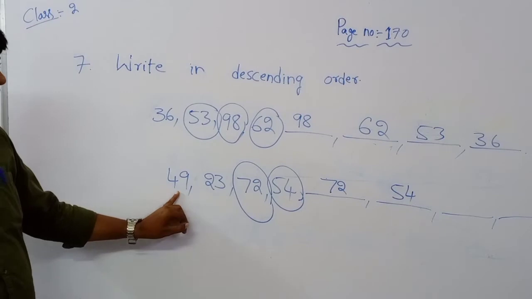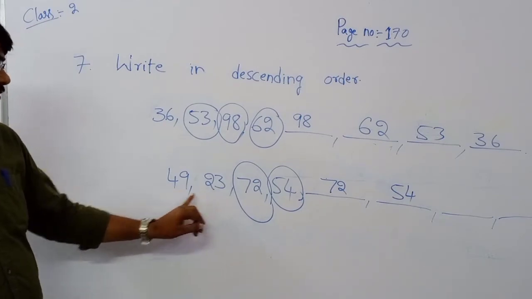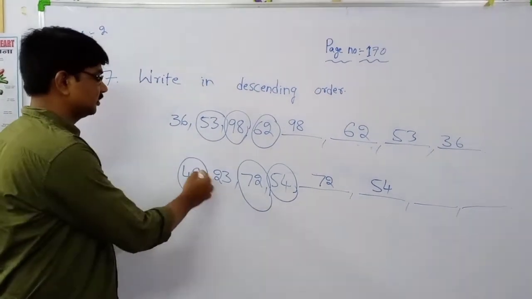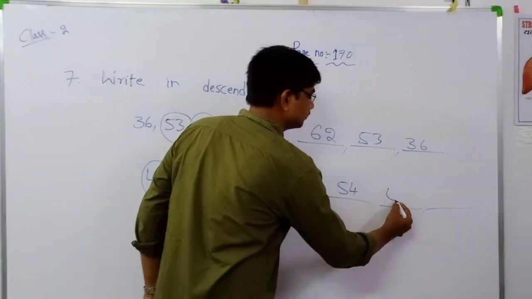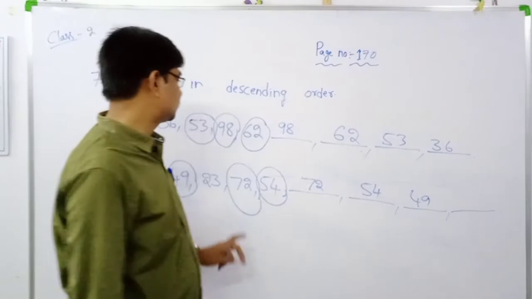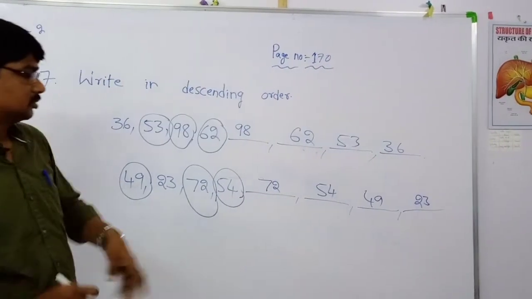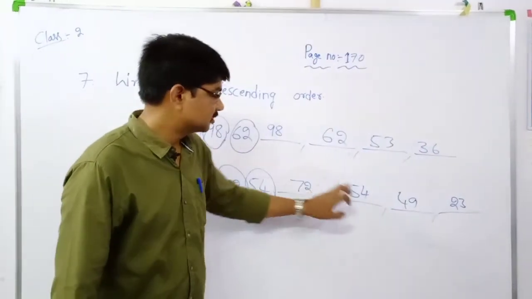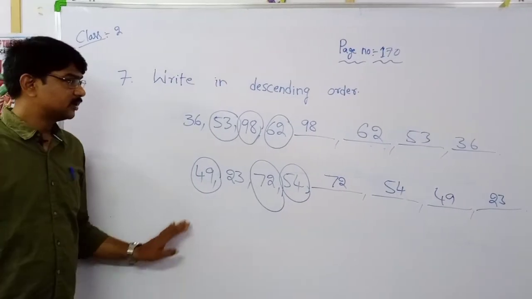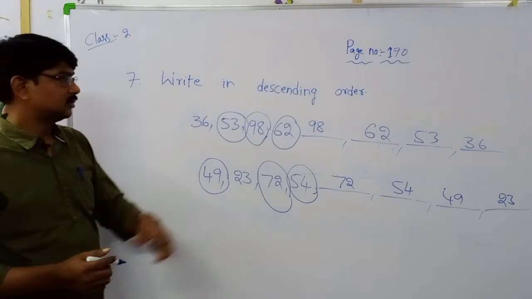Next, 49 and 23 are here. Which one is big one? 49. Finally, 23 last. Big to small, big, small, small, small. Clear? Next, let us have one more example for descending order.